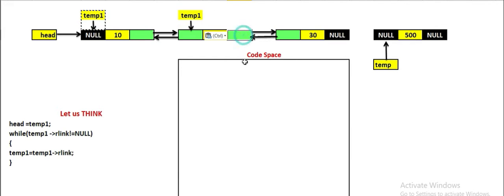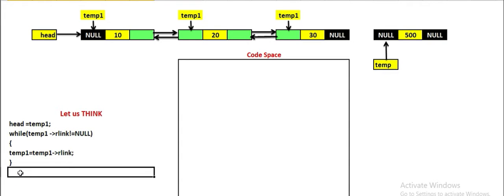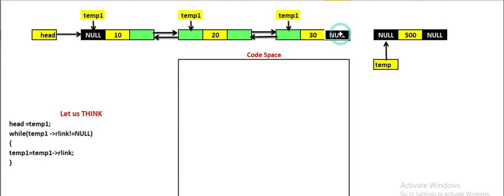Again it will check whether the right link is equal to null. If it is not equal to null, then again it will be updated. So it will move to this location. So now it points to the last node. So here we will see that yes, the right link is equal to null. So this condition becomes false and it will come out of the loop. Now next we have to do certain things. Now you see what we need to do. We need to change the address of this last node.